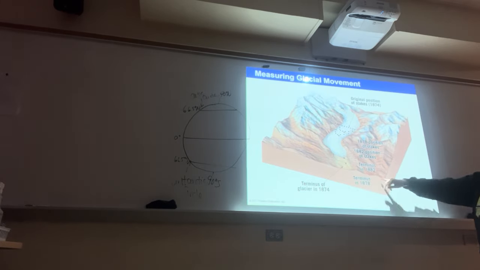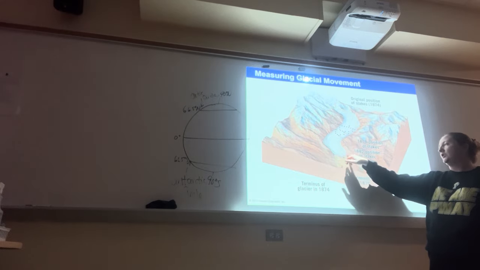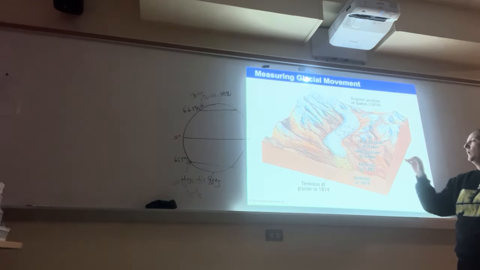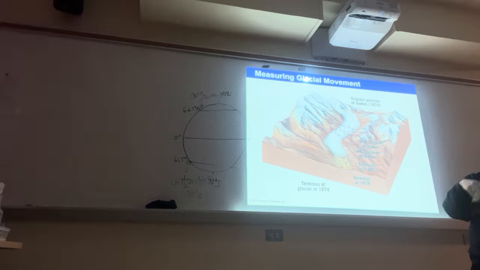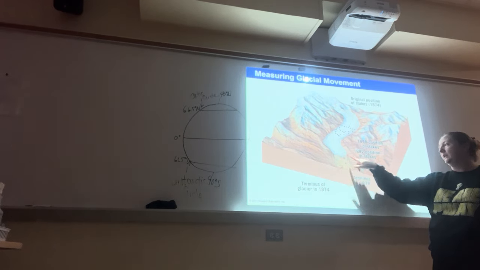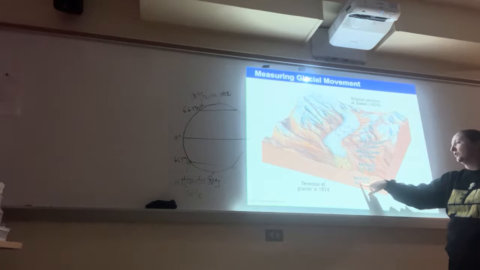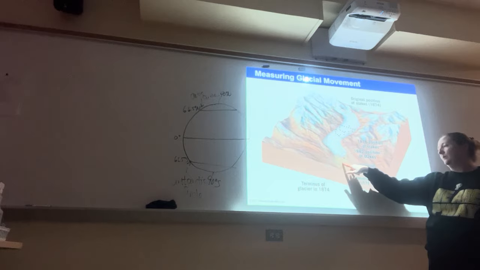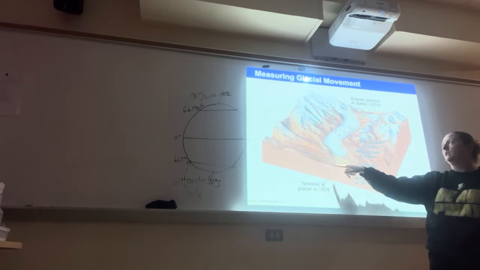What we also see here is what is called the terminus of the glacier. So these lines are showing us where the glaciers ended in these different years. So in 1882, the terminus of the glacier was right here, despite the fact that the terminus in 1878 was here, and in 1874 was here.